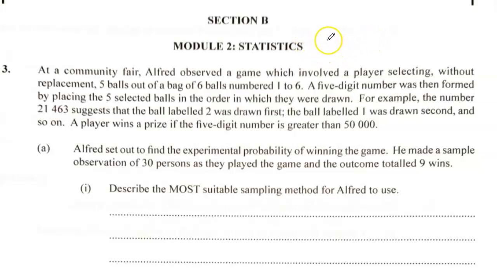Okay, so we are now at the third question here. At a community fair, Alfred observed a game which involved a player selecting, without replacement, 5 balls out of a bag of 6 balls numbered 1 to 6. So let's get a grip of the scenario here. So we have some balls numbered 1 to 6. So it's 6 balls, and each ball has a number, and the numbers are 1 to 6, right?